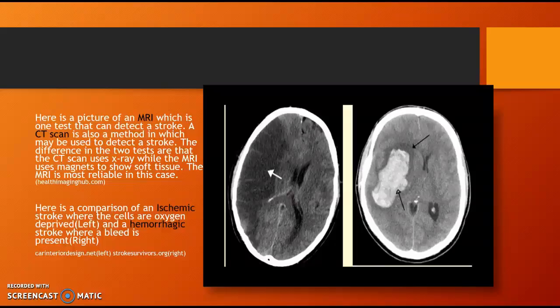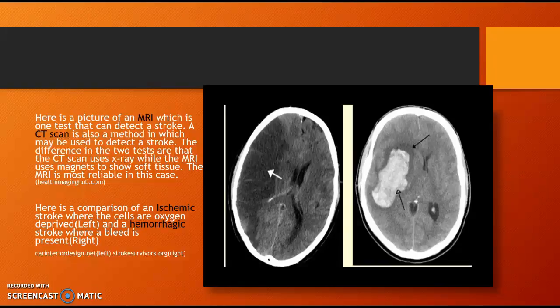Here I want to show you, of course, the testing used to determine a stroke, which is usually an MRI or a CT scan. The difference is really, a CT scan is practically an X-ray. The MRI can show a lot more of the soft tissue damage and is usually more reliable, but the CT is a lot quicker. MRI can take up to an hour. A CT scan, like I said, is a lot like an X-ray, so it can be pretty quick.